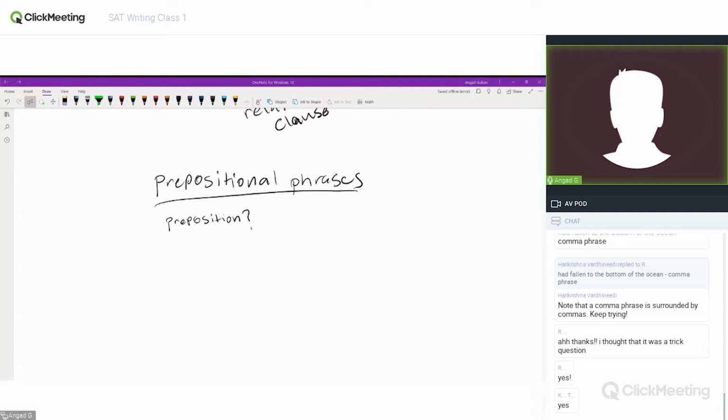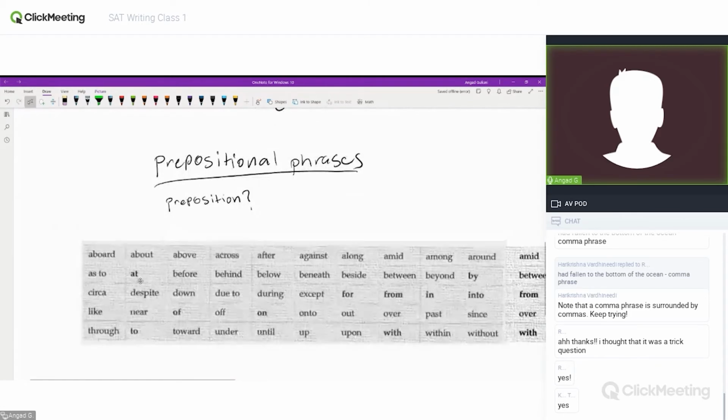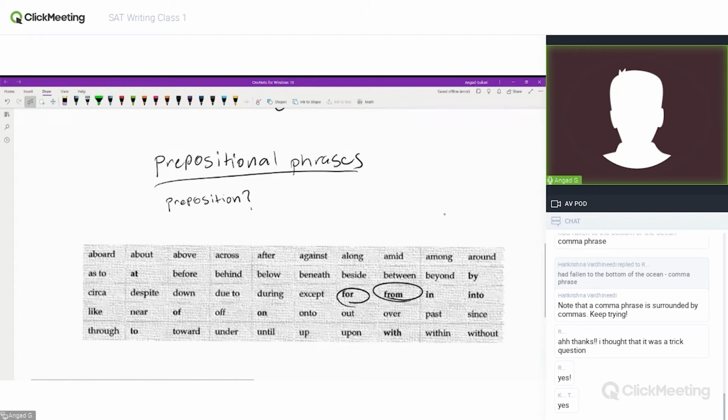I'm going to give you guys this list real quick of prepositional words. It's a good thing that you guys just get familiar with them. There's no need to memorize all of them, but you should definitely get familiar with most of them, especially the ones bolded here, like for, from, in, into, by, with, because some people forget that it kind of is a relation of, at, to. You guys should definitely get yourself familiar with these.